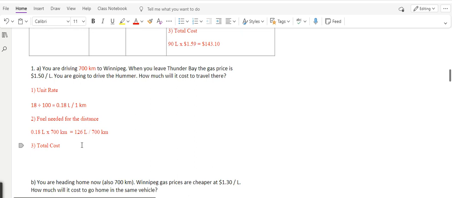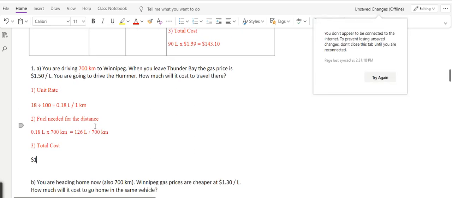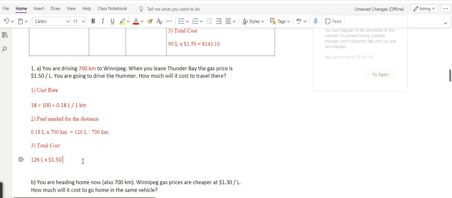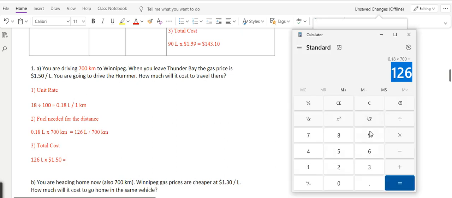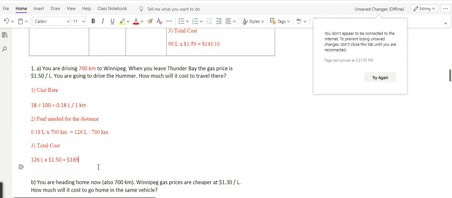Okay, last thing is we need to figure out the cost. So the cost going to Winnipeg is $1.50 per liter. So this is going to be 126 liters multiplied by our $1.50 flat this time. And so 126 multiplied by 1.50 is $189 flat. And that's going to be how much it'll cost if we take the Hummer to Winnipeg.